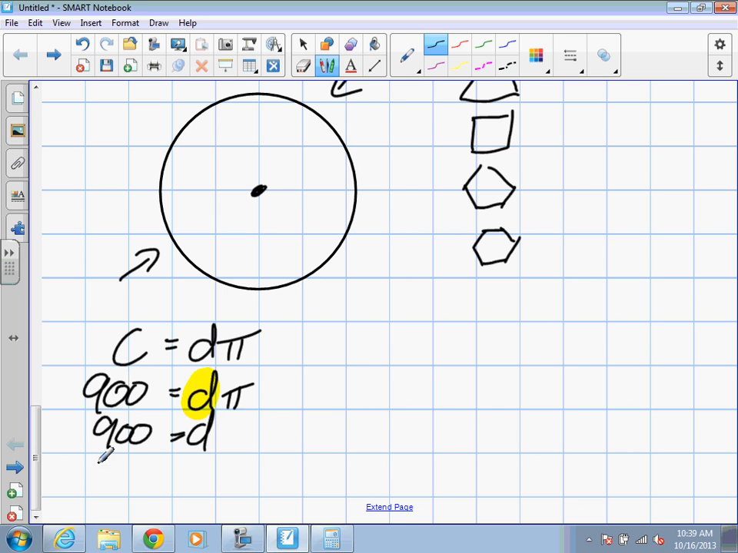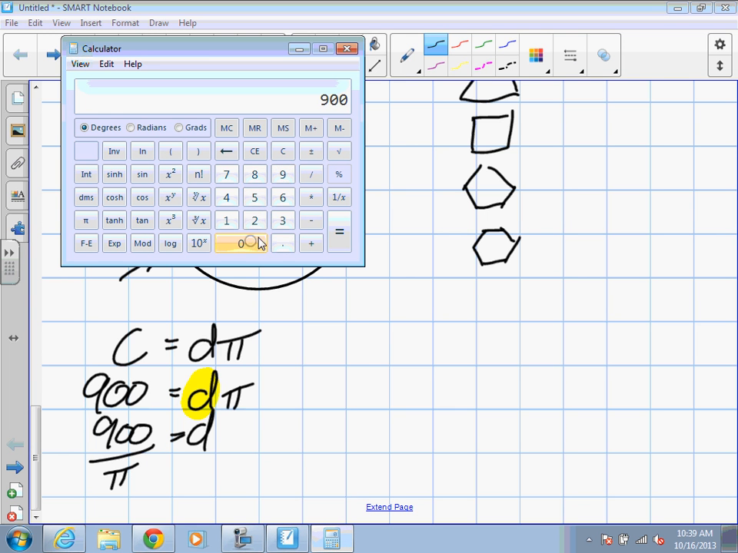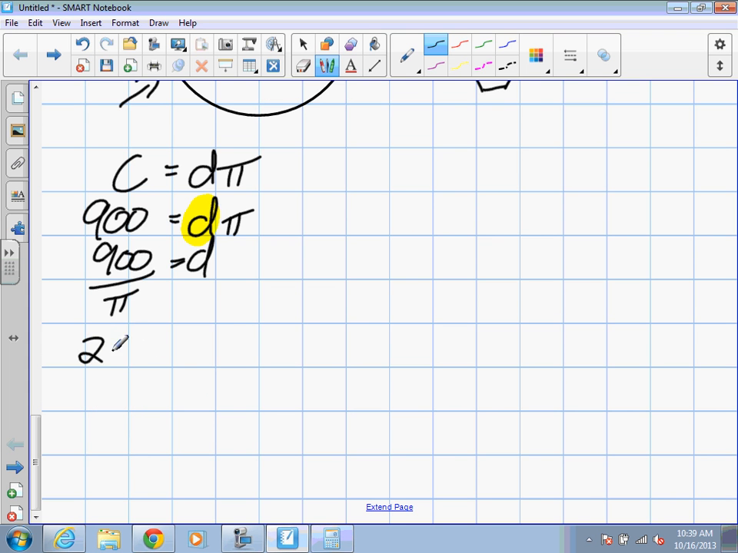So 900 divided by pi equals 286.47, which is equal to our diameter. Okay? That's the diameter of the circle.